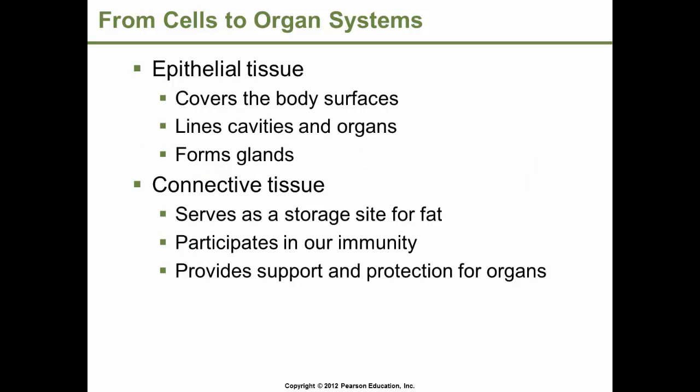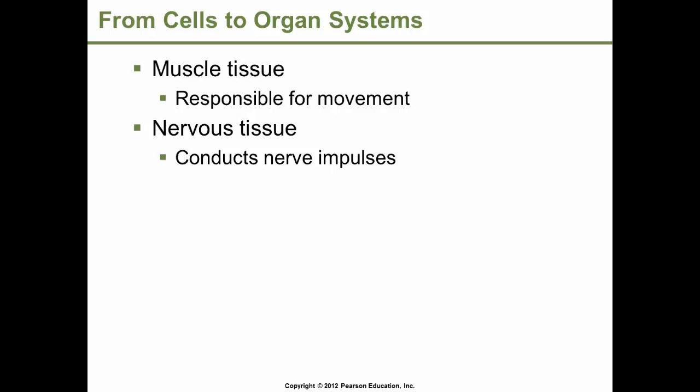Epithelial tissue covers the body surfaces, it lines the body cavities and organs, and it forms glands. Connective tissue serves as a storage site for fat, participates in our immunity, and provides support and protection for the internal organs. Muscle tissue is responsible for movement as well as for movement of substances through the body, such as acts to return blood to the heart. Nervous tissue conducts nerve impulses.